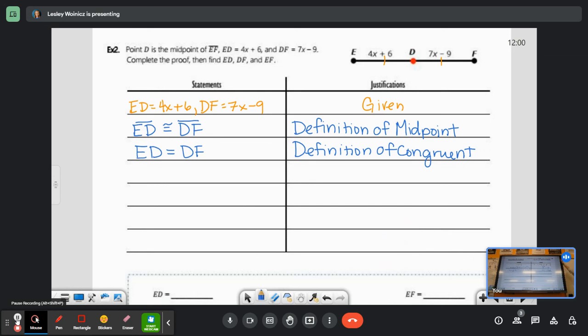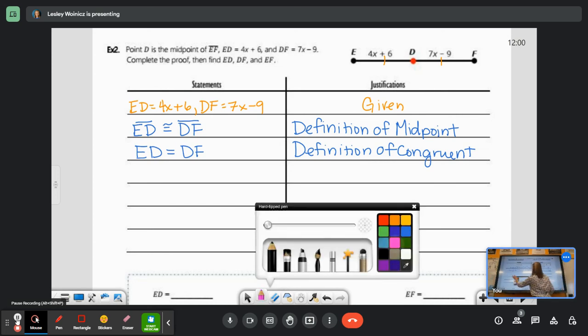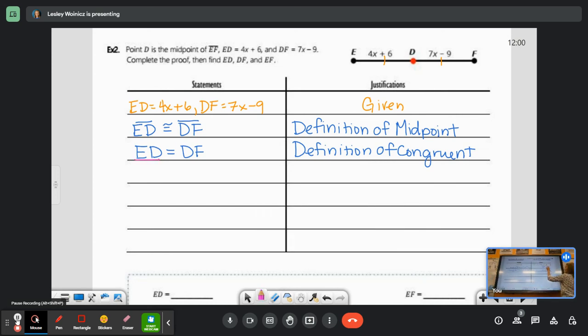Now look up at your given. We have some expressions for ED and DF that we can substitute into this equation that we now have. So we are going to do that. ED is 4x plus 6, and DF is 7x minus 9. Which property did we use? Substitution property, yes.